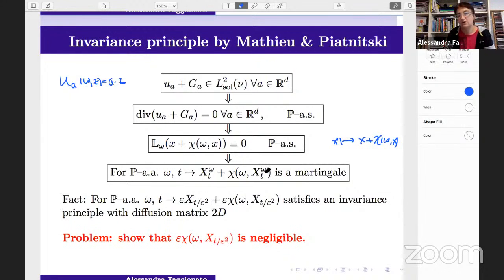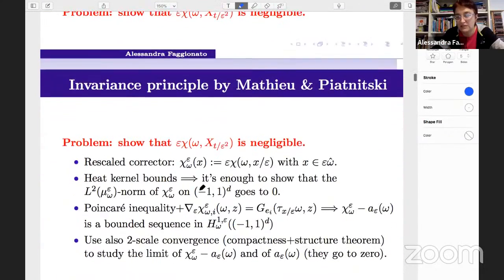This implies, and can be restated in this form, that if I read this function, for a fixed omega, along the trajectory of the random walk, I have a martingale. And having a martingale, you can apply, since all the conditions are satisfied here, the invariance principle for martingales, and you get that the diffusively rescaled object satisfies an invariance principle with diffusion matrix 2D. So the problem at the end, also in the paper of Biskup and Berger, is to show that this correction is negligible. It is called corrector because it's a correction in order to have a martingale. If you can neglect this, you get the quenched invariance principle for the random walk.